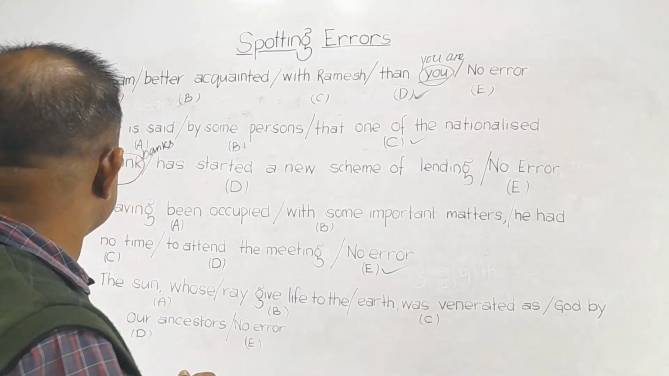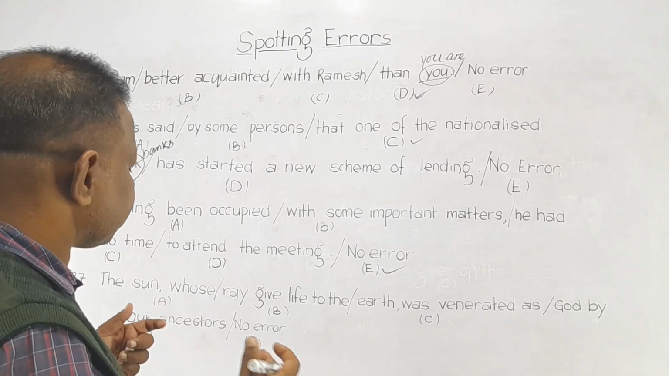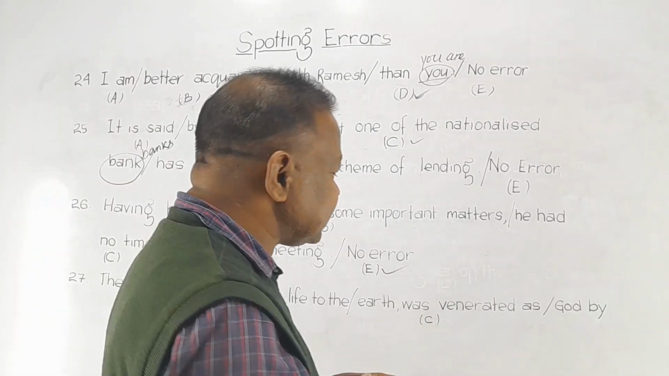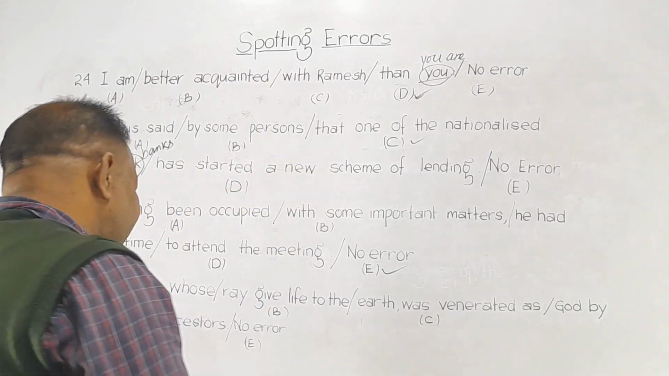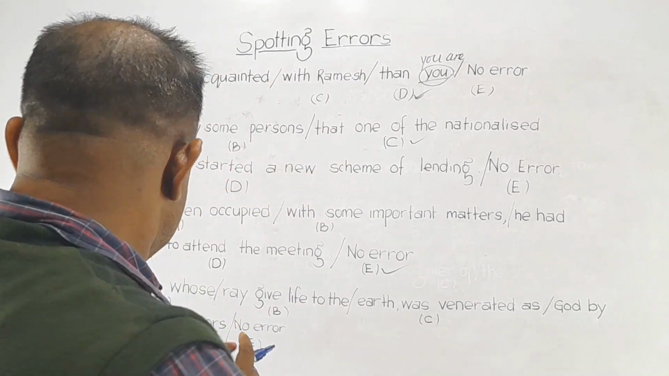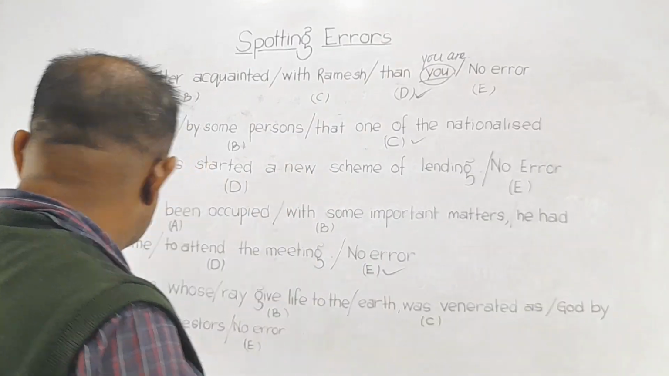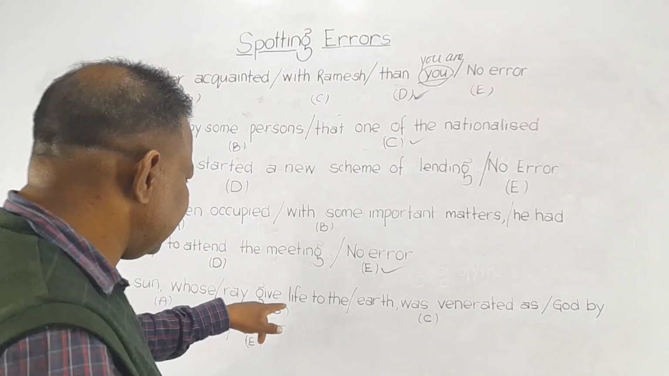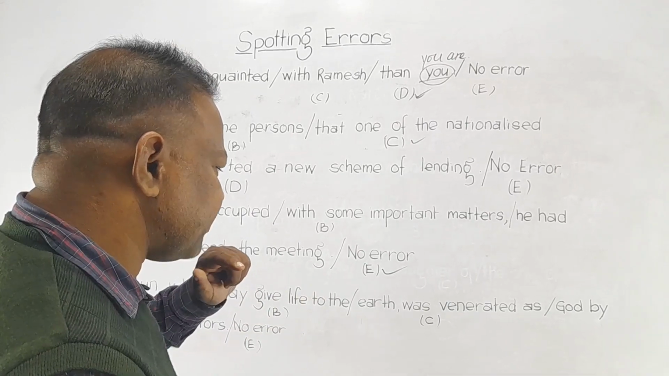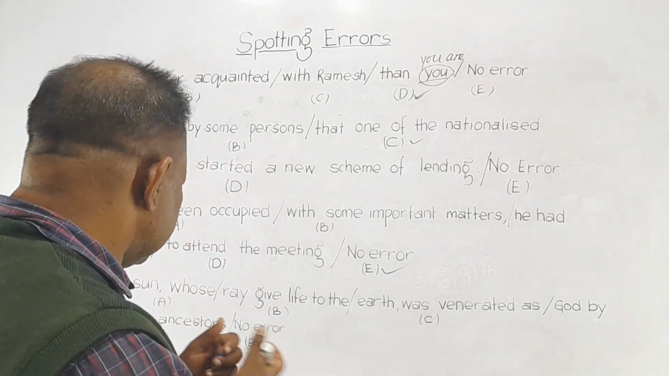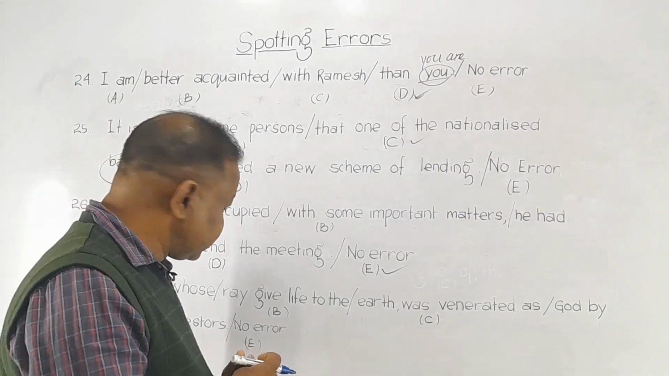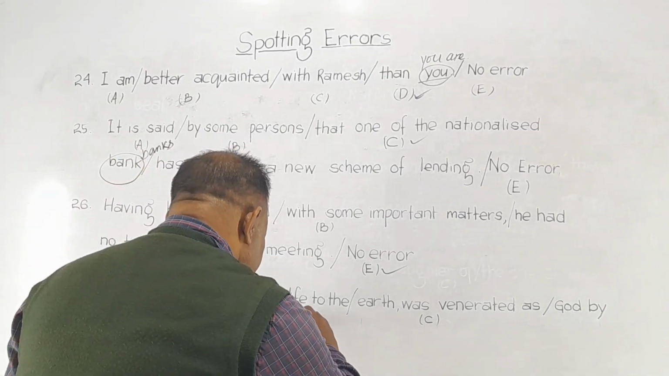Number 27. The sun whose ray give light to the earth was venerated as God by our ancestors. Where is the error? The sun, yes, that's correct. Whose, no problem. The ray give life to the earth was venerated as God by our ancestors. Let's find out the error. Yes, the error we can find in part B.